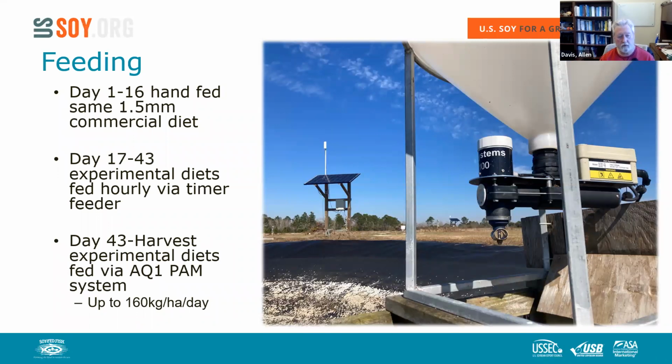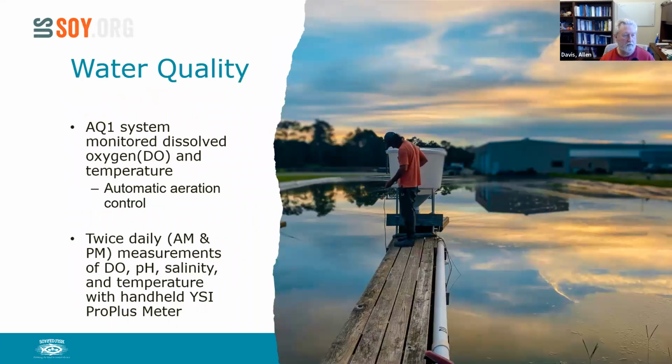So the first 16 days, when we stock our ponds, we are feeding them by hand. We then transition to a timer feeding from day about 17 to 43. So after the first 40-ish days, we can then transition to our acoustics. We do have an upper limit set at 160 kilograms per hectare per day. And we did hit that on occasion, but we didn't hit it every day. Okay, so we were not restricted in terms of the amount of feed that was being fed.